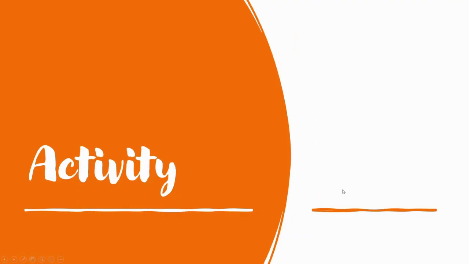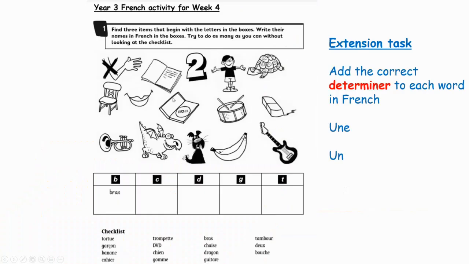Let's have a look at our activity for today. You will find in your home learning under the HJS website for Year 3 a French activity sheet for Week 4. It looks just like this. Let's read through the instructions together. If you don't have a printer, you can just write these down on a sheet of paper.